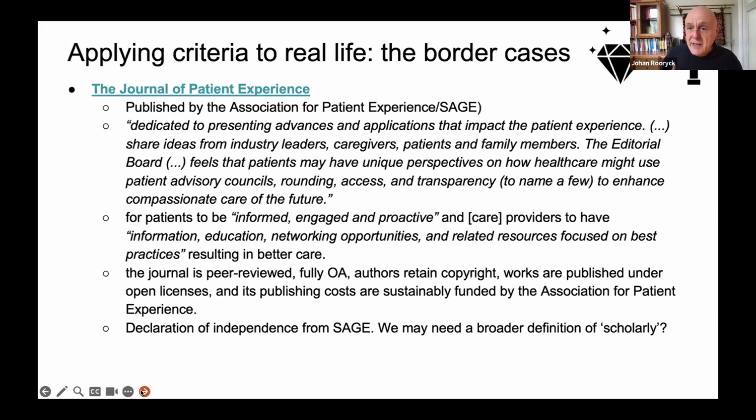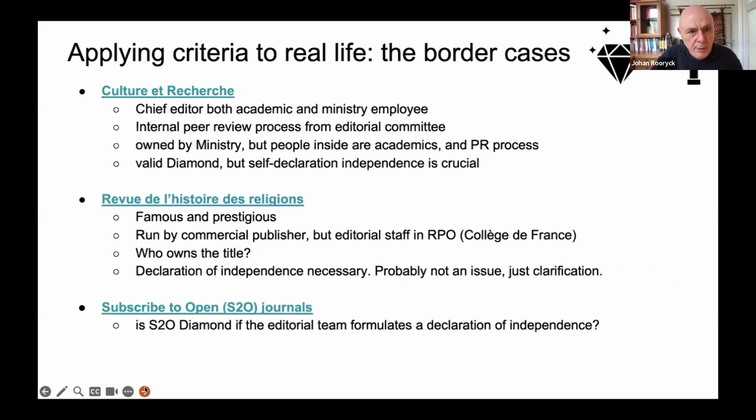And what we would need is a slightly broader interpretation of what it means to be scholarly. This is why we said scholarly publication means to be peer reviewed. And since that is satisfied, I think that is fine. But still, there is this relation of independence with respect to the publisher.